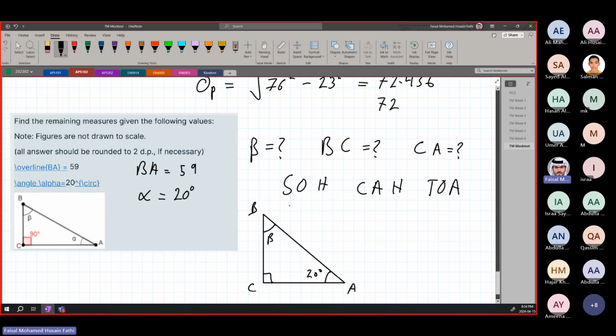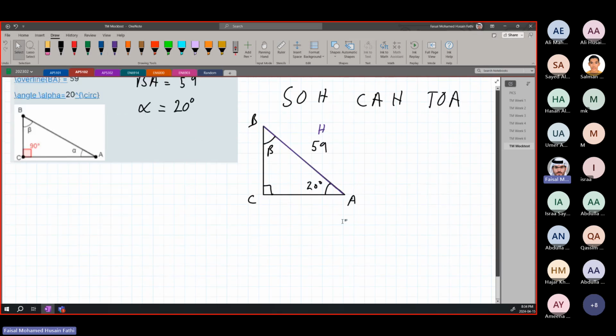So BA is 59. 59 is our hypotenuse. Remember that. This is the hypotenuse because it is opposite to the right angle. Now that we have our hypotenuse, we have at least one side and one angle. We can apply SOHCAHTOA to find everything else. So let's find everything else.